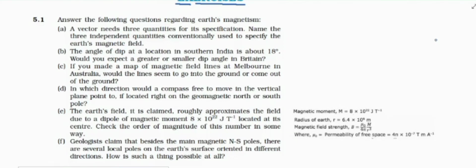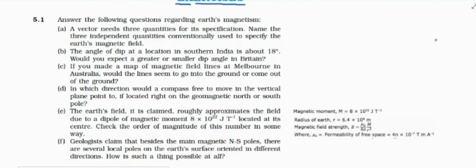Part D. In which direction would a compass free to move in the vertical plane point if located right on the geomagnetic north or south pole? At the magnetic poles, there is no horizontal component of Earth's magnetic field. Only the vertical component is there. If you place the needle right over the magnetic poles, as there is no horizontal component there, it can point in any direction. There is no particular direction. Whatever direction you keep it in, it remains in the same direction.